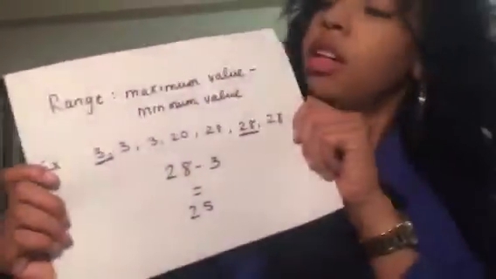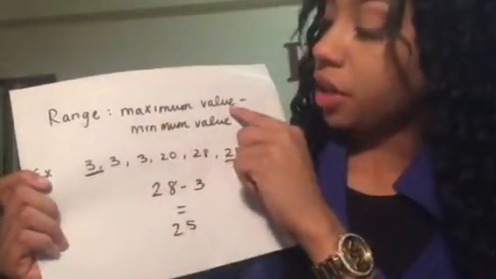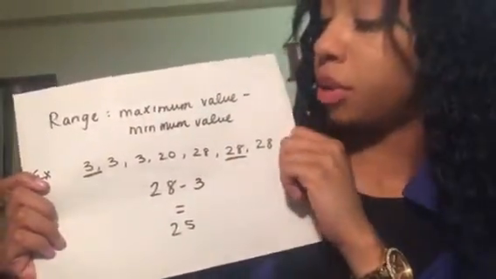Hello, I'll be doing Chapter 3.2 of Statistics on measures of dispersion and measures of variance. The very first step that we have to take is finding the range. The range is the maximum value minus the minimum value of the set of numbers you have.